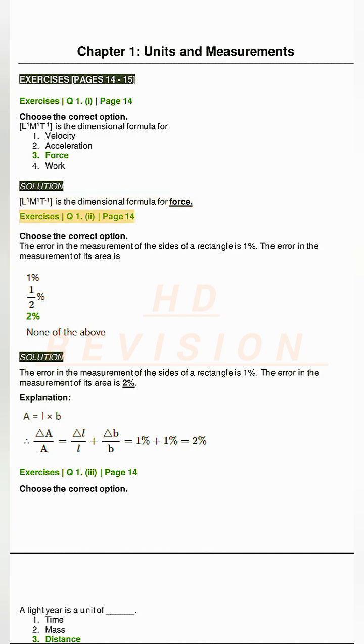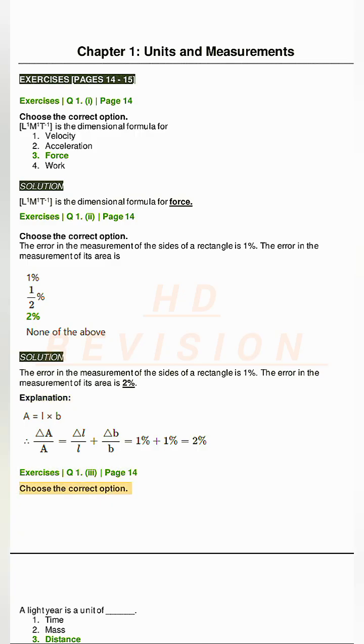Exercises Q1, page 14. Choose the correct option. The error in the measurement of the sides of a rectangle is 1%. The error in the measurement of its area is: Solution. The error in the measurement of the sides of a rectangle is 1%. The error in the measurement of its area is 2%. Explanation.